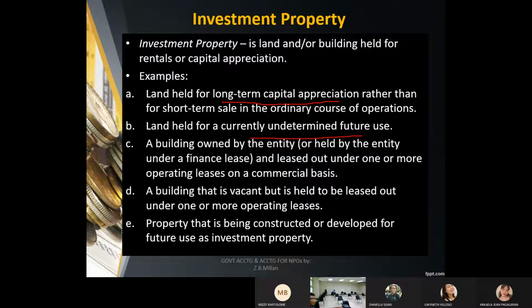Tapos, building owned by the entity or held by the entity under a finance lease and leased out under one or more operating leases. Next, a building that is vacant but is held to be leased out under one or more operating leases. And last, property that is being constructed or developed for future use as investment property.